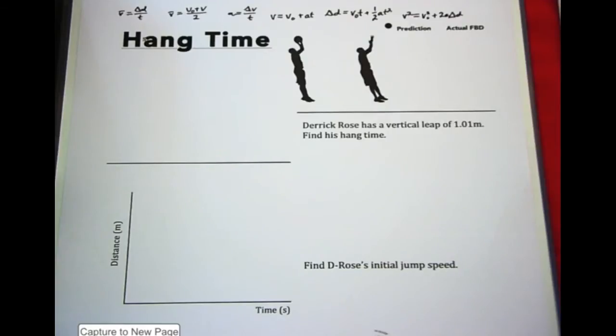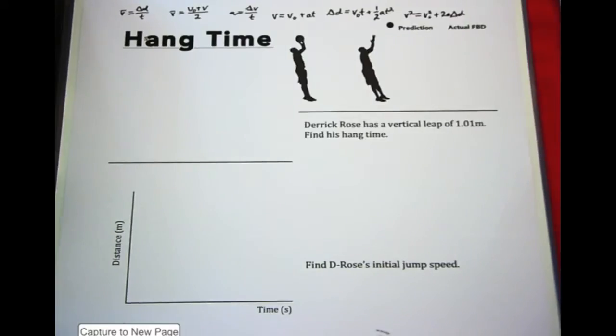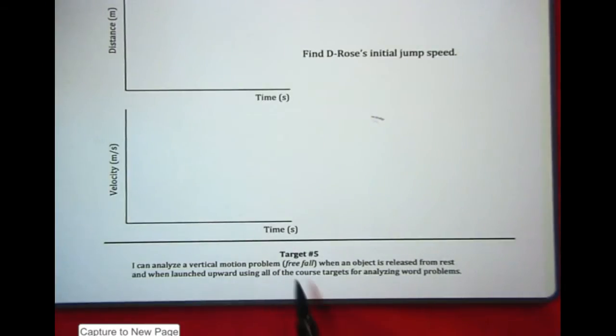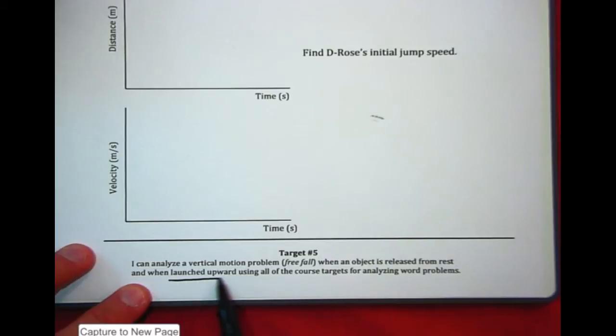Hey guys, it's Mr. Wolfe here, and we're going to be going over hang time, which is going to be the second part of Target 5. So before we looked at an object in free fall after it's been released from rest, now we're going to be looking at what happens when we launch an object upwards.